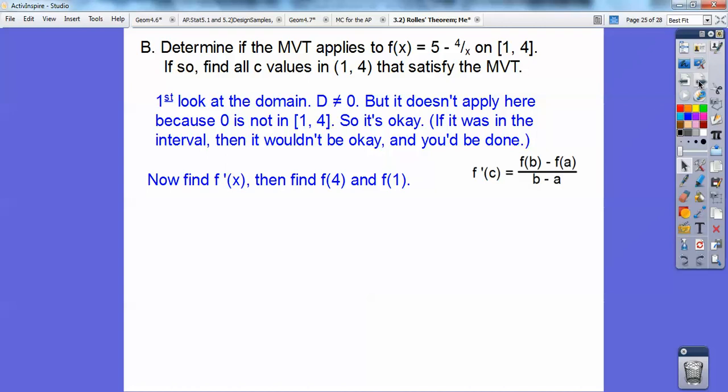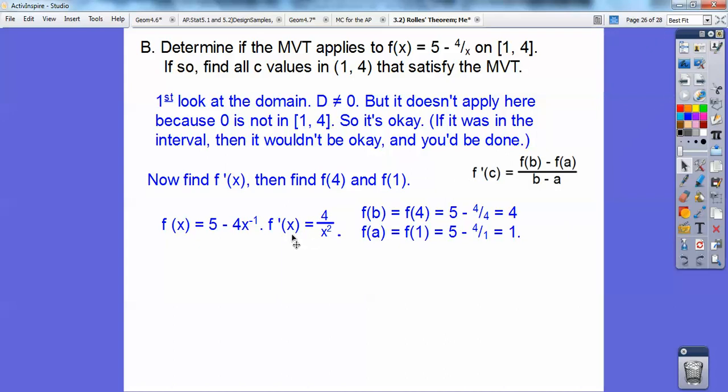All right, so here we go. So now we're going to find the derivative of that function right there, and I'm going to find f of 4 and f of 1, okay? So I'm going to treat this as 5 minus 4x to the -1 power. That's easier to take the derivative, and so when I take the derivative, the negative comes down in front and it decreases, so it becomes negative 4x to the -2 power, which is 4 over x to the +2. Here's f of 4. Okay, I get 4, and f of 1, I also get 4. I'm sorry, I get 1.